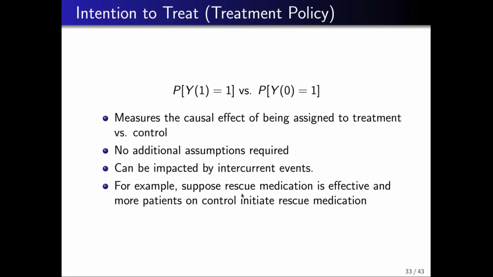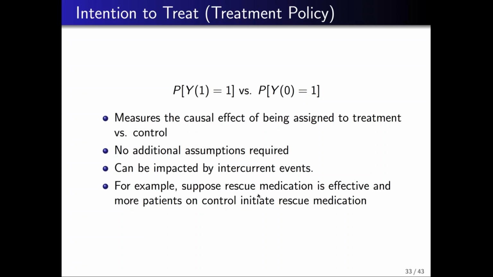For example, if rescue medication is effective and more patients on control initiate rescue medication, I might not see a difference between these two quantities. It could be that everyone in control had lack of efficacy, so they stopped taking the control medicine and they initiated an effective rescue medication. So I don't see a difference between these two numbers. But it's completely driven by the asymmetric use of rescue medication between the treatment and control group and the fact that rescue medication is effective.